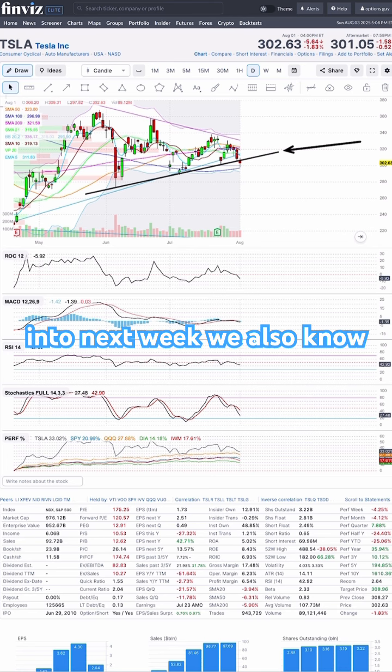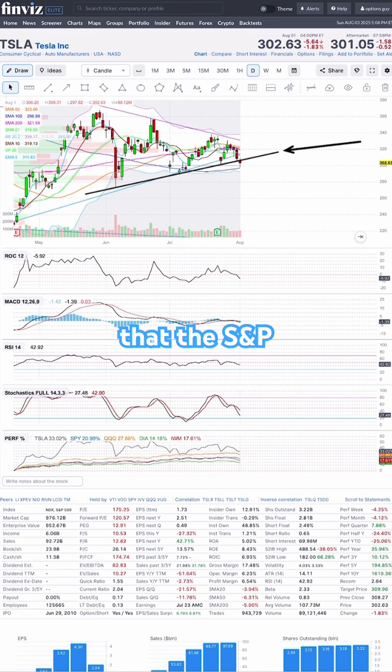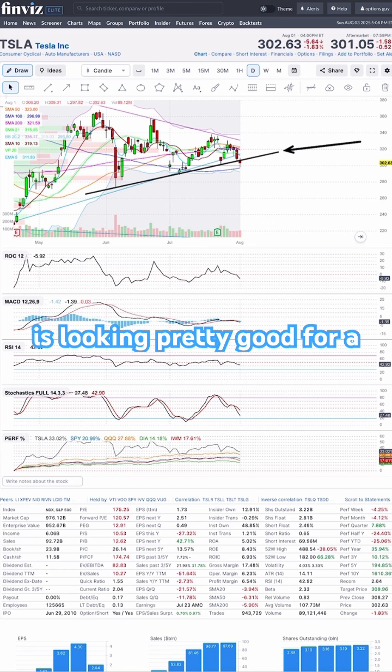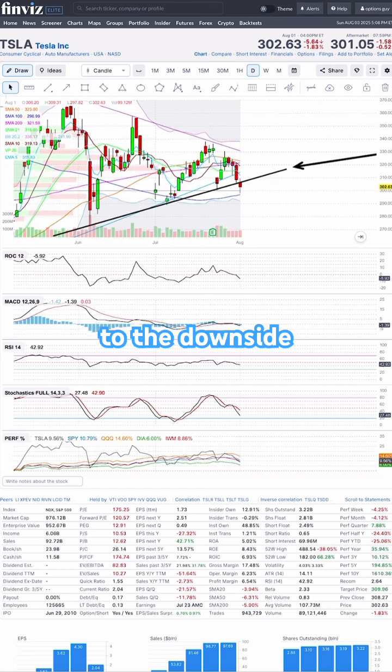So going into next week, we also know that the S&P 500 classically, from a seasonality perspective, does not perform well in the month of August. And so that might be added headwinds, which is favorable especially if you're targeting a short trade on Tesla going into next week. Add that with Tesla, it's looking pretty good for a potential trade to the downside.